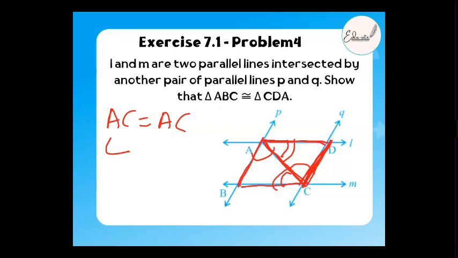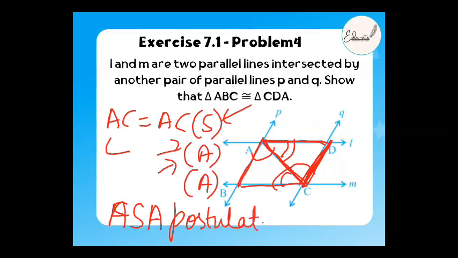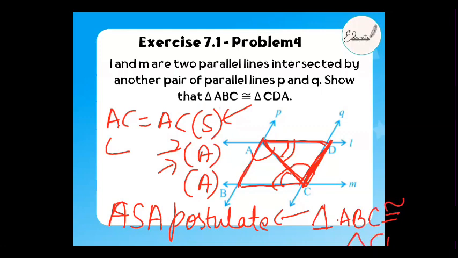So which postulate comes into picture now, beta? One side, one angle, and one angle. Two angles we have proven equal, right? And one side. Which postulate comes into picture now, Laiba? Yes, A, S. ASA postulate. From the ASA postulate, what can we prove now? What is the proof now, beta? That triangle ABC is congruent to triangle CDA.